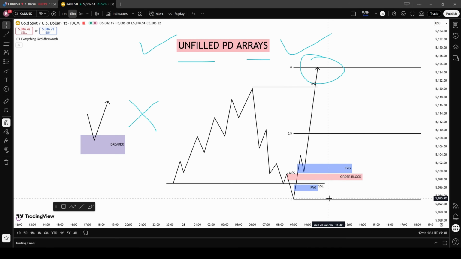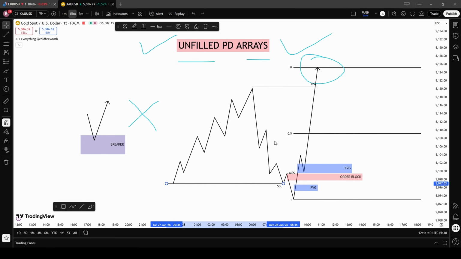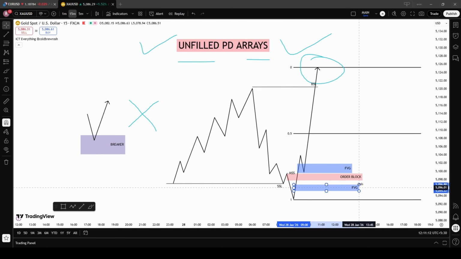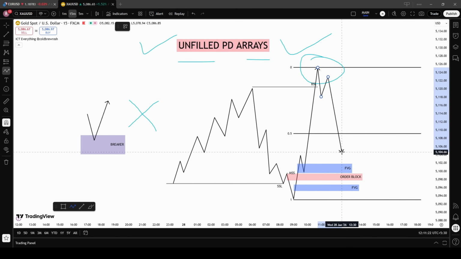Now that buy-side liquidity has been swept, let me explain how we are going to use these unfilled PD arrays. Suppose you plan an entry from the buy-side liquidity and you are planning a short trade. You align your bias, you plan your entry, everything makes sense. At the time of targeting, instead of randomly targeting swing lows, I want you to target those unfilled PD arrays. Those unfilled PD arrays become your primary targets.